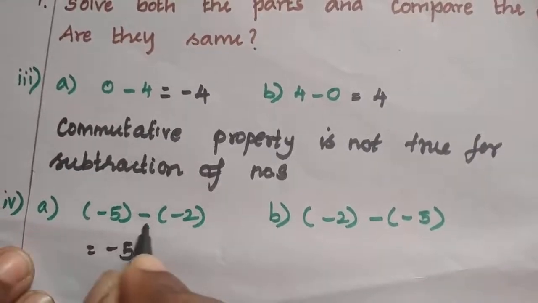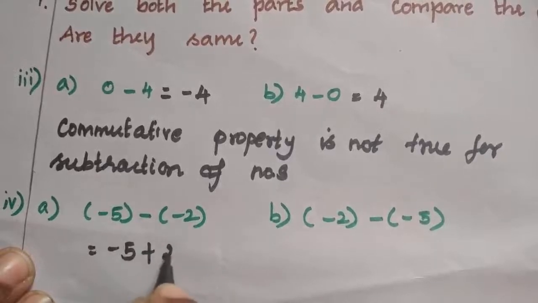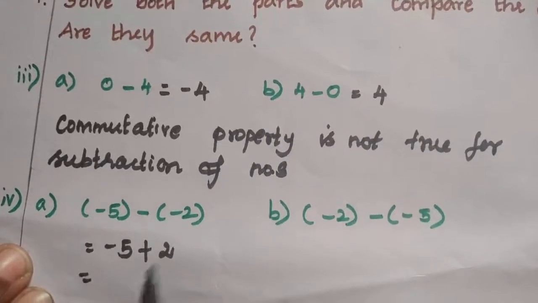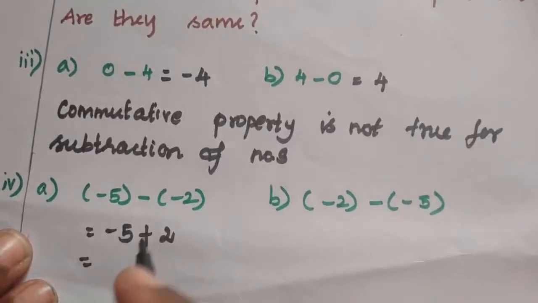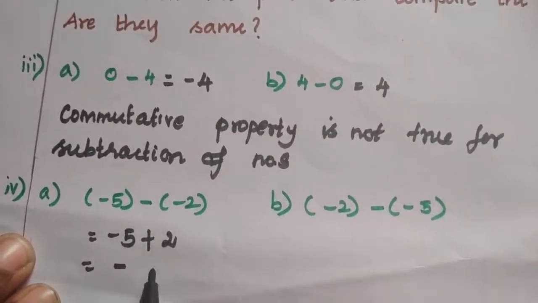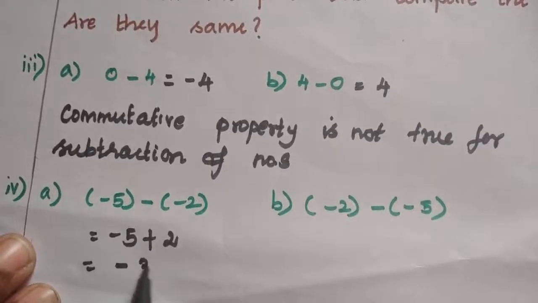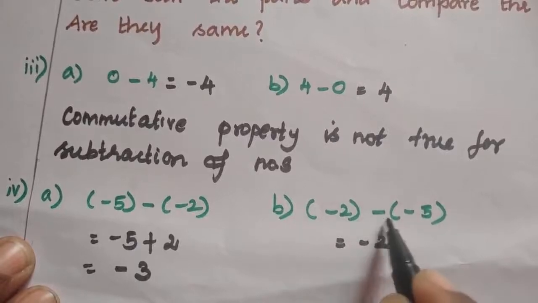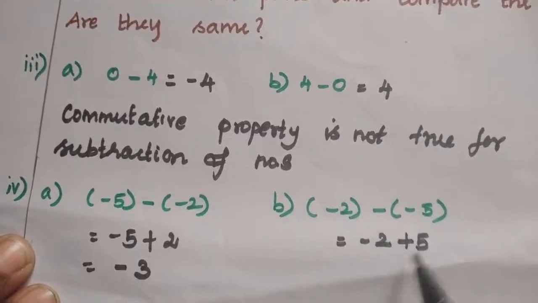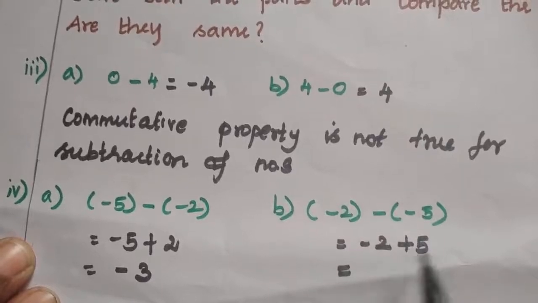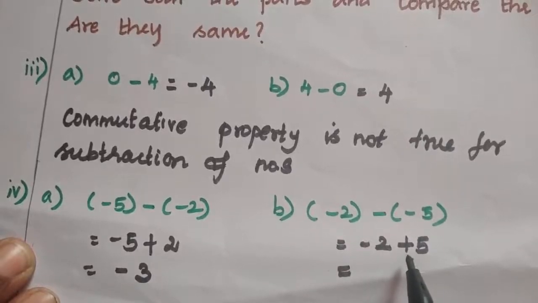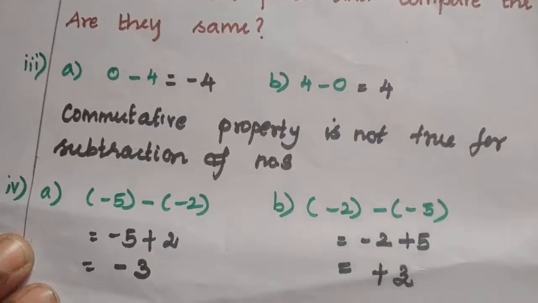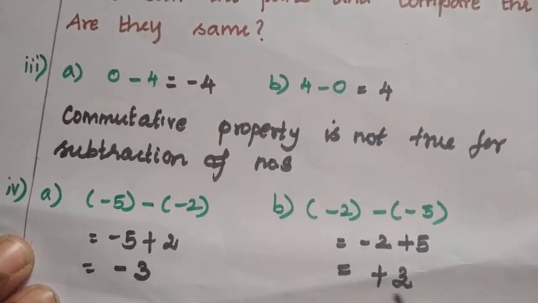Minus 5 minus into minus is plus 2. These two are in different signs. Subtract and write the greater number sign. Here the greater number sign is negative and the difference between 5 and 2 is 3. So the second one, minus 2 minus into minus is plus 5. These two are in different signs. Subtract and write the greater number sign. Here the greater number sign is positive and the difference between 2 and 5 is 3. So here the answer is minus 3. Here this is plus 3.